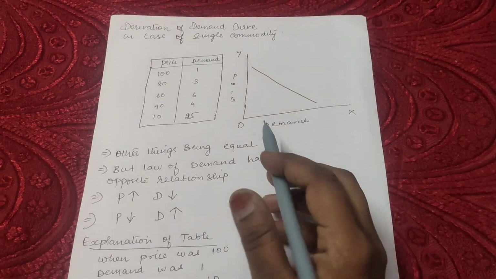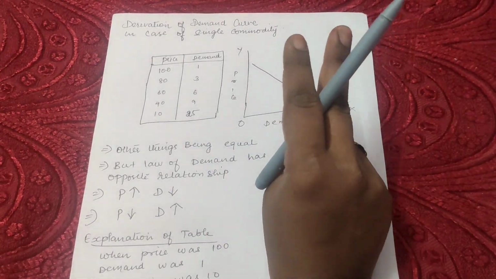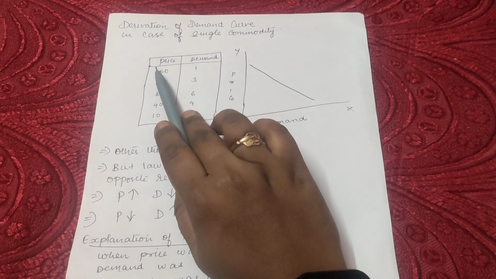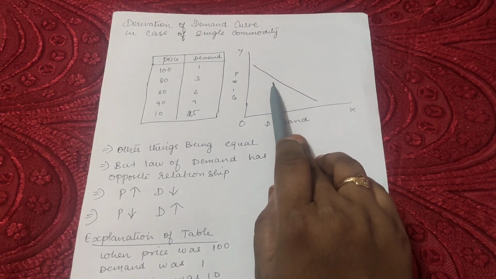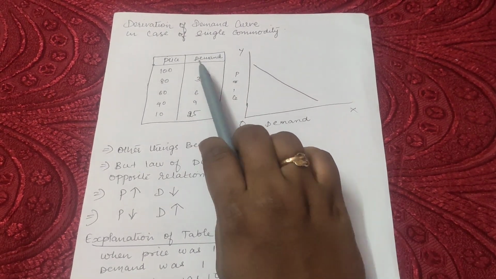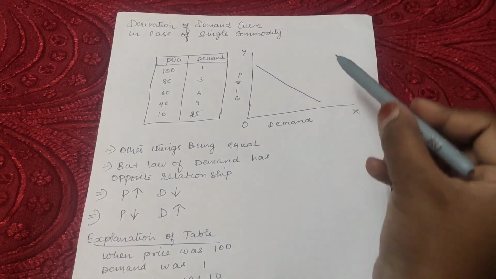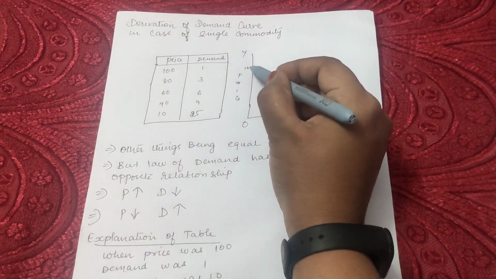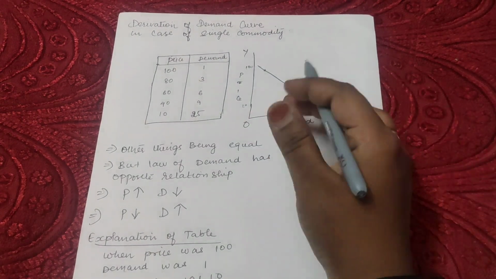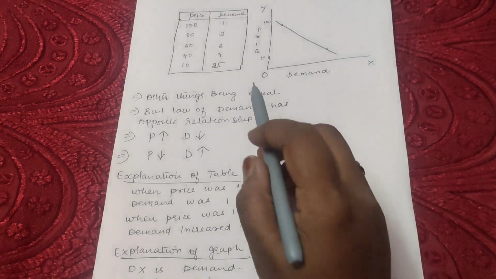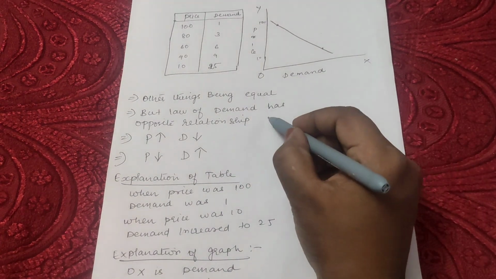So students, when the question is the derivation of the demand curve in case of a single commodity, what you need to do is two things. One, you draw a table which is the demand schedule, and then graphically you just have to represent it. Okay, graph. When price is high, demand is less, and when price is less, demand is high. The same thing you need to do here also. When price is high, demand is low. When price is low, demand is high. Okay, after that, the explanation you need to write is: other things being equal, the law of demand has an opposite relationship between price and demand.